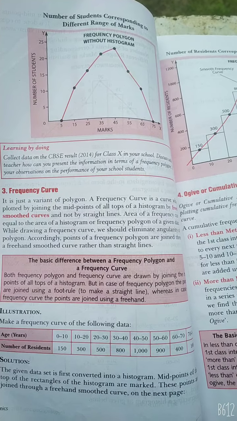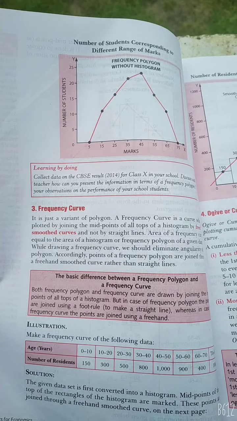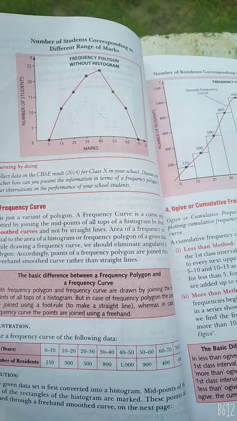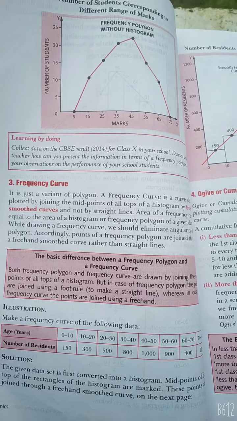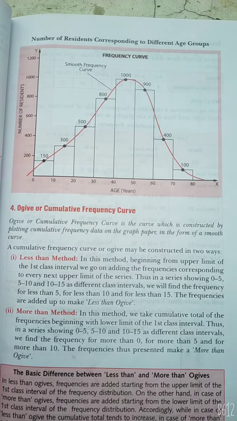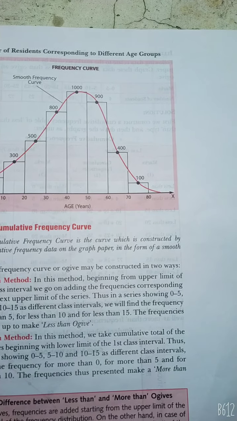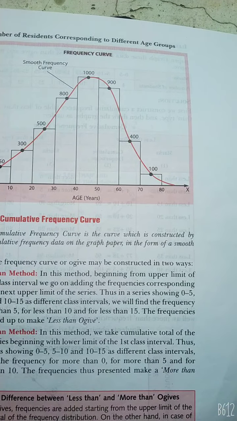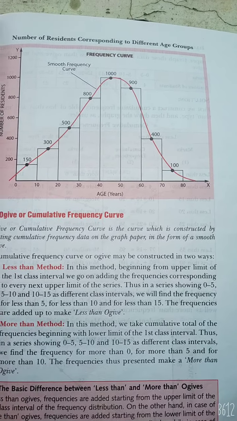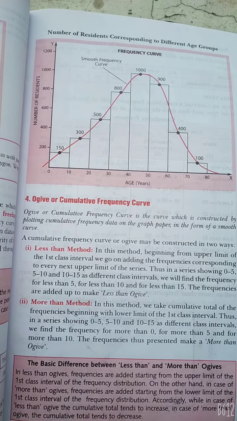The given data set is first converted into a histogram. The midpoints of the tops of the rectangles of the histogram are marked. These points are joined through a freehand smooth curve. You can see how a frequency curve can be drawn. It is the same as a frequency polygon, but the basic difference is that the midpoints are joined freehand.